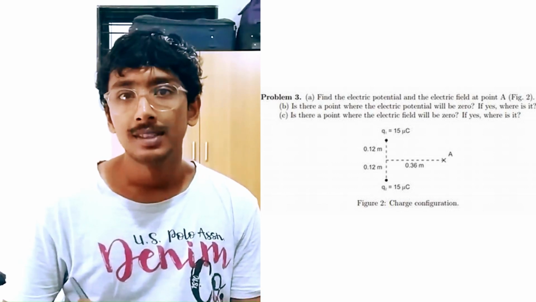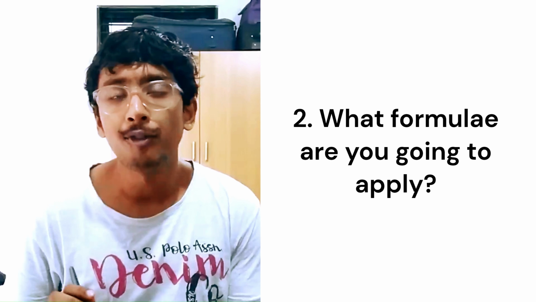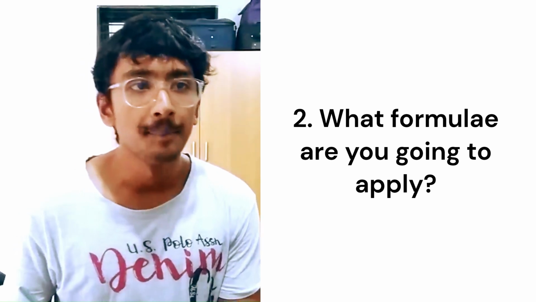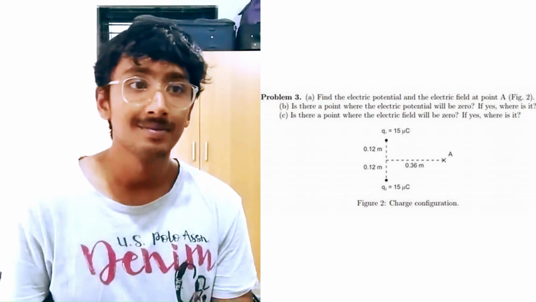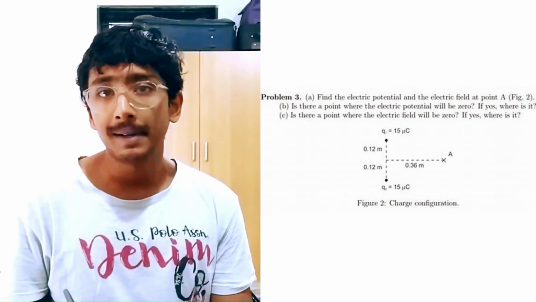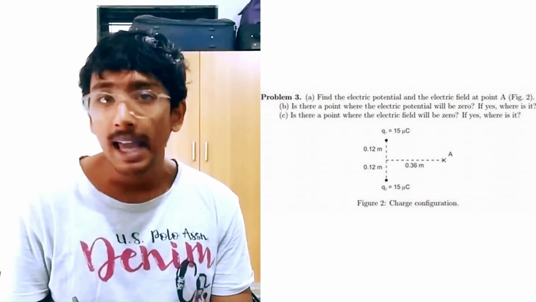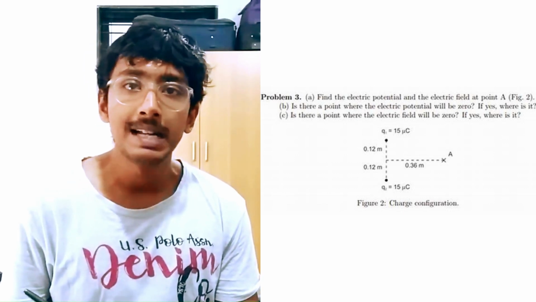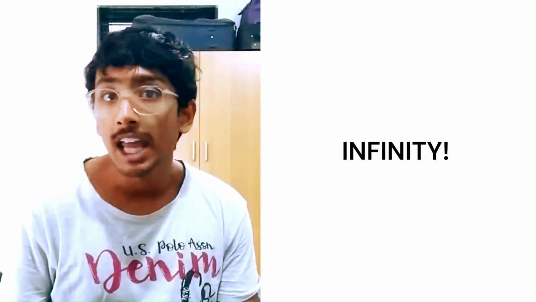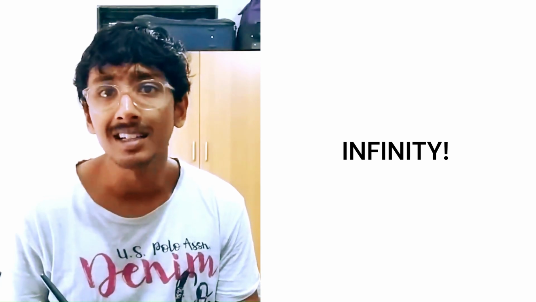After that, secondly, what are the formulae that we are going to require? Of course, from Coulomb's law, we have derived the formula for electric field and electric potential. Can we use these formulae? Of course. Now you can find the potential and field at A. But at what point are the electric field and potential 0? Infinity. As simple as that.